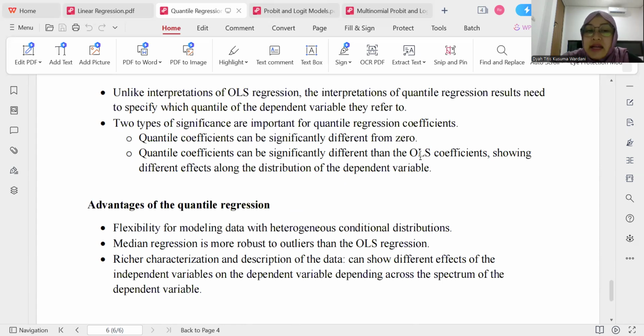Okay, what are the advantages of quantile regression? First, flexibility for modeling data with heterogeneous conditional distributions. Then, median regression is more robust to outliers than OLS regression. And then we will get a richer characterization and description of the data, which can show different effects of the independent variables across the spectrum of the dependent variable, like a gradation spectrum of the rainbow.